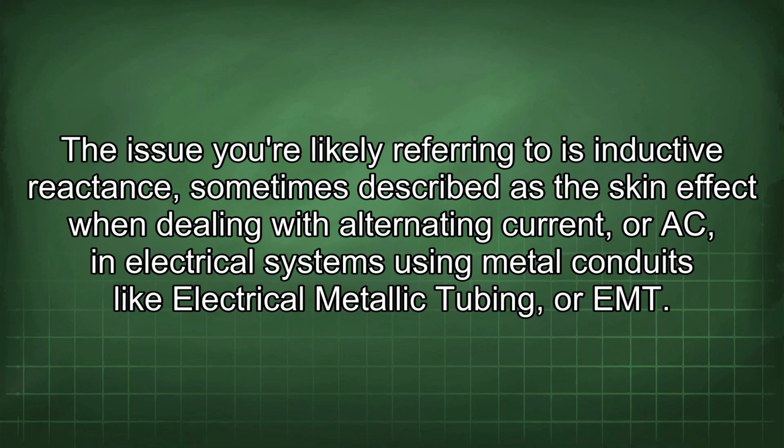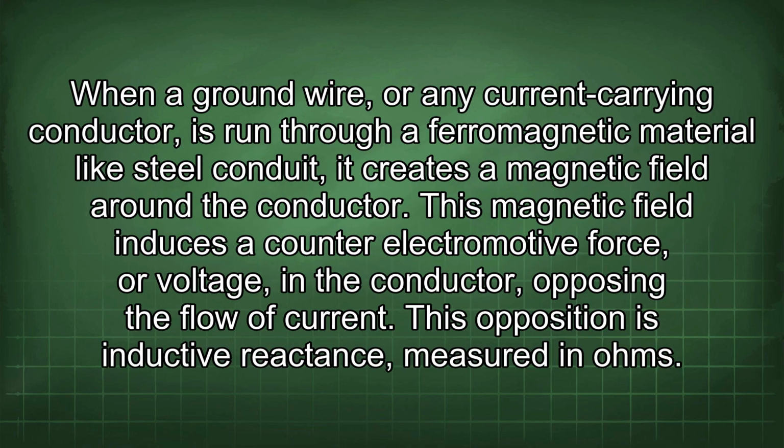The issue you're likely referring to is inductive reactance, sometimes described as the skin effect when dealing with alternating current, or AC, in electrical systems using metal conduits like electrical metallic tubing, or EMT. When a ground wire, or any current-carrying conductor, is run through a ferromagnetic material like steel conduit, it creates a magnetic field around the conductor. This magnetic field induces a counter-electromotive force, or voltage, in the conductor opposing the flow of current. This opposition is inductive reactance, measured in ohms.